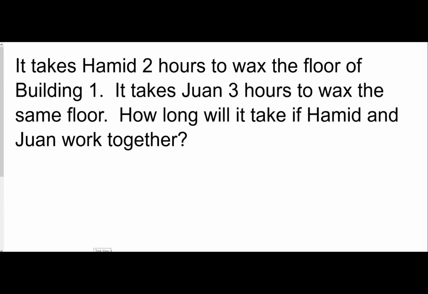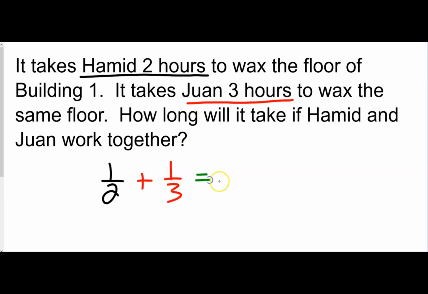So it says that it takes Hamid 2 hours to wax the floor of building 1. It takes Juan 3 hours to wax the same floor. How long will it take if Hamid and Juan work together? Try it. So the Hamid fraction looks like 1 over 2. The Juan fraction looks like 1 over 3. And this is all equal to 1 over x.